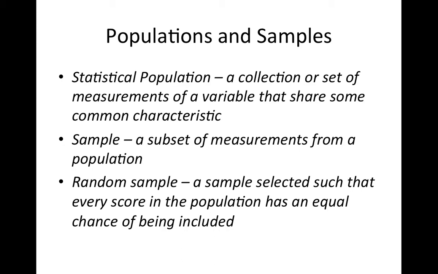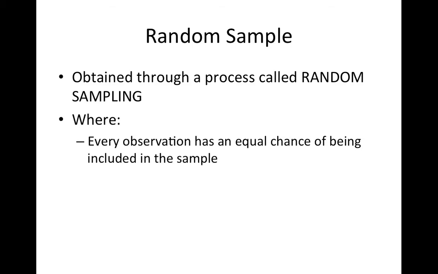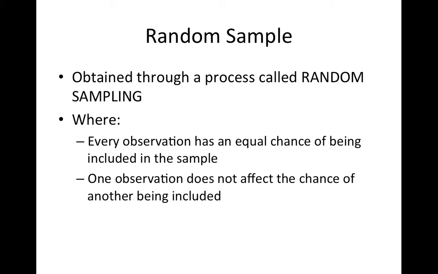Okay? Now, a random sample, as I said, is a really special sample because when we take samples, we want to make sure that they are random samples, or at least representative samples, non-biased samples. A random sample is obtained through a process called random sampling, where every observation has an equal chance of being included in the sample. That's the basic definition of a random sample. I want to include one more part, and that is that a particular observation does not affect the chance of another being included.